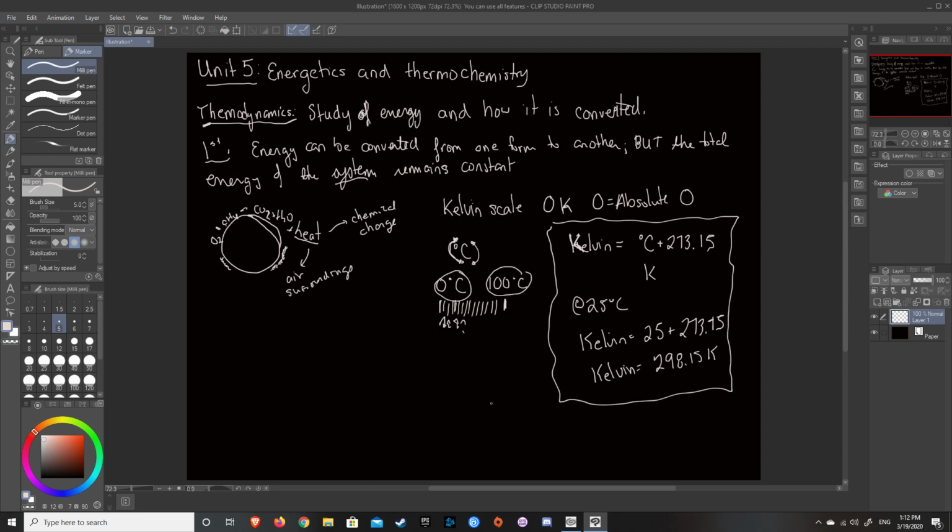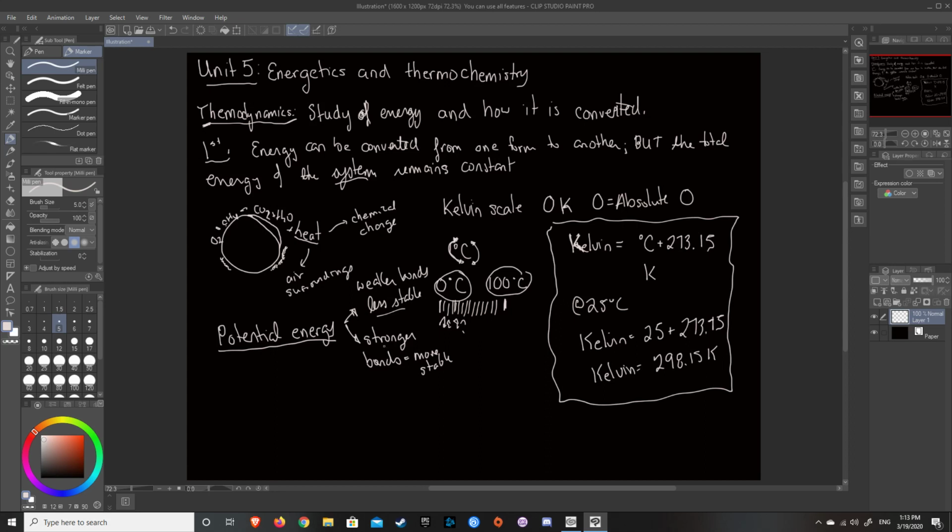Okay, so basically, we're just going to talk really quickly about potential chemical energy. There's energy contained within every single molecule. But the way that we rate this is that the stronger the bonds, the more stable the compound is, and weaker bonds means less stable.